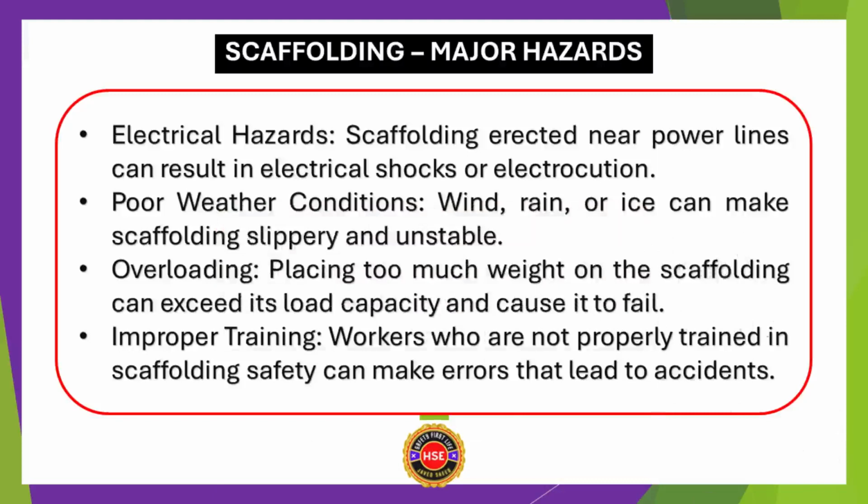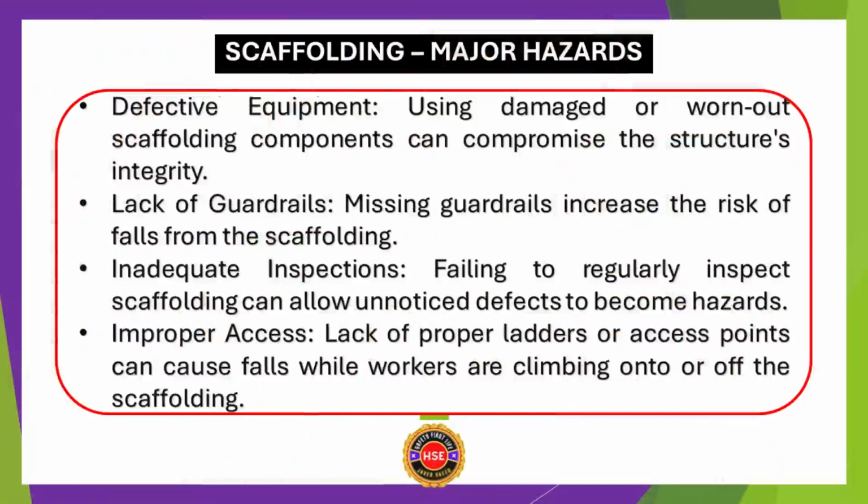Workers who are not properly trained in scaffolding safety can make errors that can lead to workplace accidents. Number 10, using damaged or worn out scaffolding components can compromise the structure's integrity. Number 11, lack of guardrails. Missing guardrails increase the risk of falls from the scaffolding. Number 12, failing to regularly inspect scaffolding can allow unnoticed defects to become hazards.